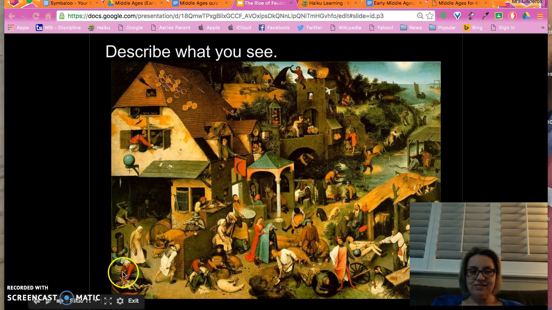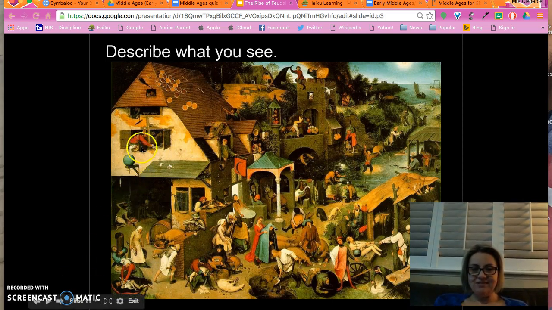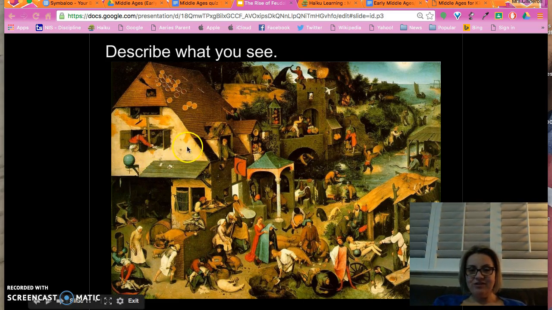Okay, and as you can see, take a look at this picture here. In your notes, describe what you see. Make sure you get the details. This gentleman here, look at all the detail up above.